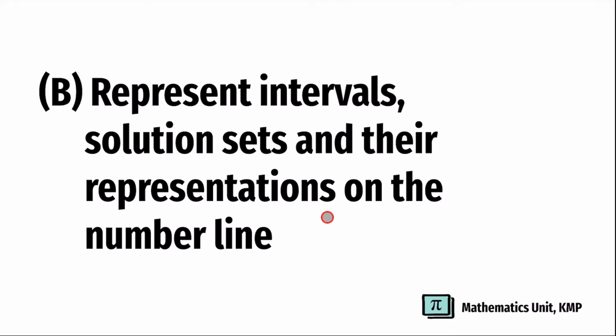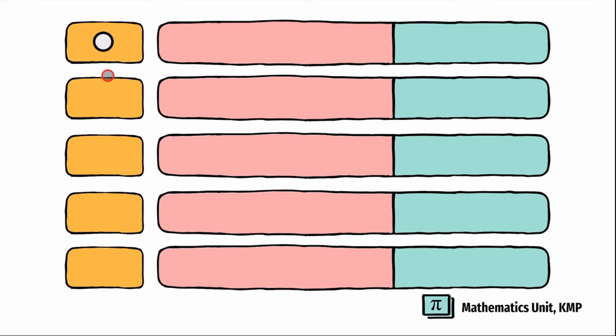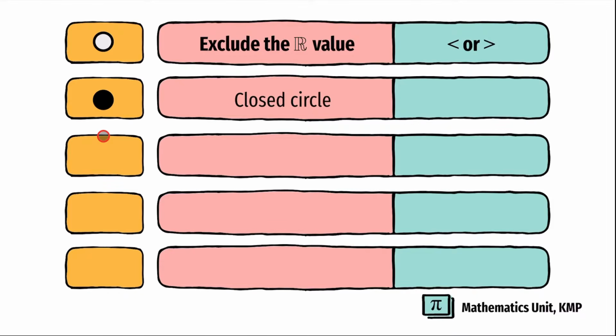Now let's move on to how to represent intervals, solution sets and their representations on the number line. What are the notations that we're going to use on a number line? This is an open circle, which we use to exclude the real value. This open circle is used for the symbol less than or greater than. This symbol is called a closed circle, where we include the real value. This symbol is used for less than or equal to or greater than or equal to.